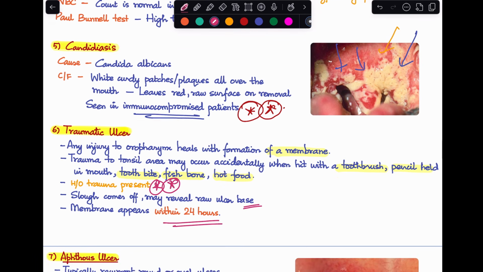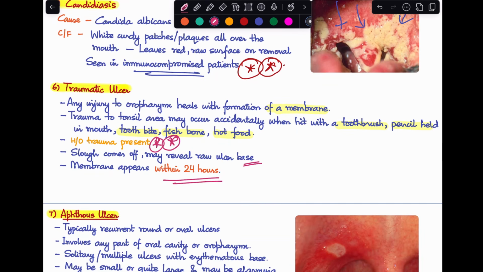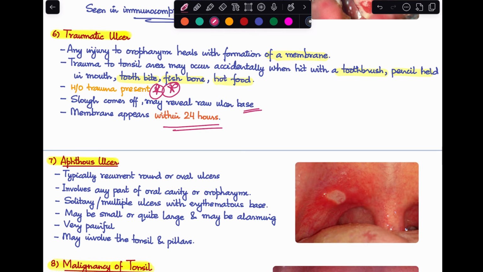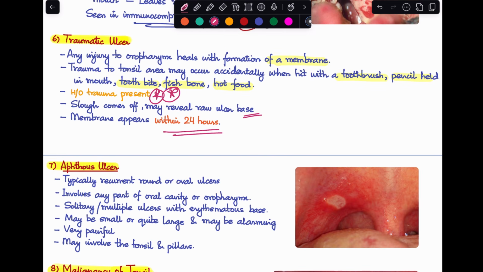That brings us to our next one, which is another ulcer. This is known as aphthous ulcer. Now, aphthous ulcer is something that we have all experienced at some point in our life. And as you can see in the image, this is what an aphthous ulcer looks like. Typically, it has a round or an oval ulcer, and this can be very recurrent, and it can involve any part of the oral cavity or the oropharynx. Sometimes you can see a single ulcer, sometimes multiple ulcers, and they have a very erythematous base.